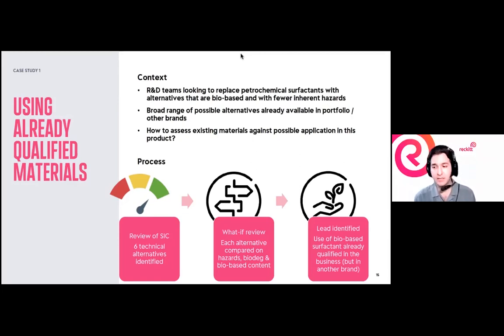And here we can use the Sustainable Innovation Calculator to identify alternatives that are already being used in other projects. The teams can then do a what-if analysis, comparing each of those possible alternatives and seeing what effect that has within the overall performance of the product. And in this particular case, a lead alternative was identified that is a bio-based surfactant that's already qualified elsewhere in the business.